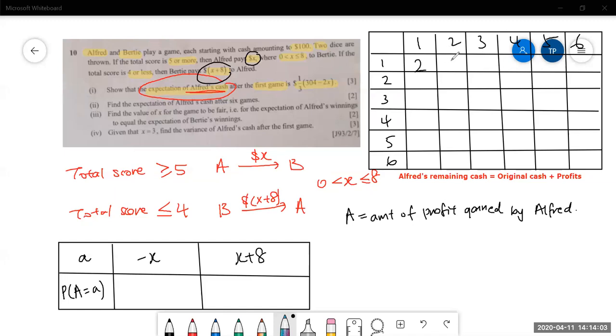This will be... wow, we need to write out everything. This is 3, 4, 5, 6, 7. Well, actually I shouldn't do that. I should write in another color. Maybe pink. 2, 3, 4, 5, 6, 7.